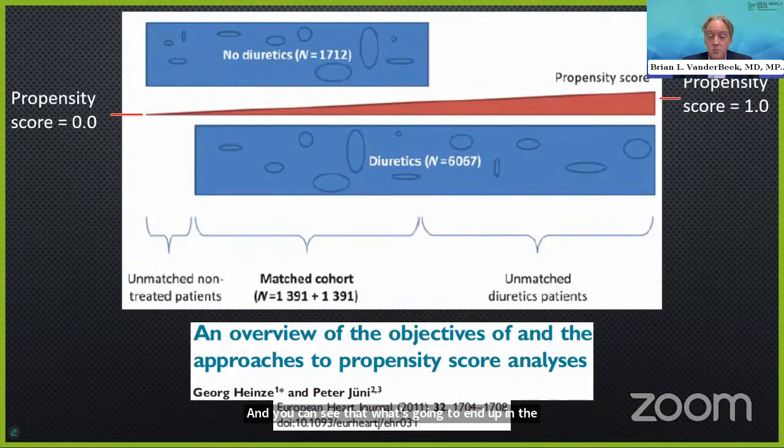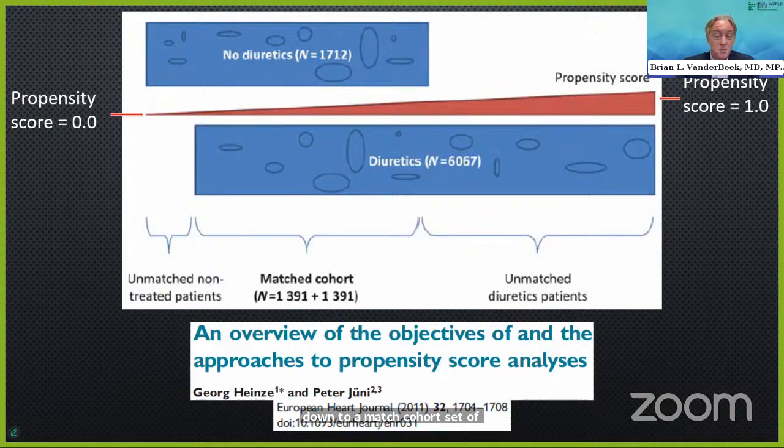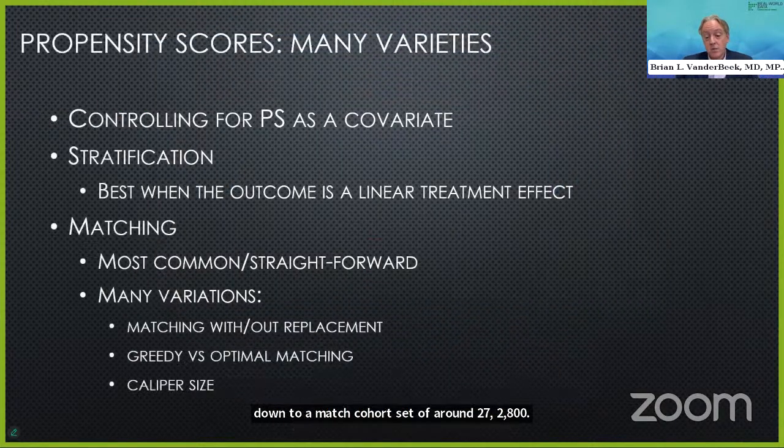One of the drawbacks of propensity scores, you do lose sample size. Of course, that's within the context of often using these very large real-world data sets where you have a ton of patients. So in this example, we go from nearly 6,800 patients down to a matched cohort set of around 2,800. Of course, that's going to be a much better analysis in the reduced sample size because they're going to be much more similar to each other.